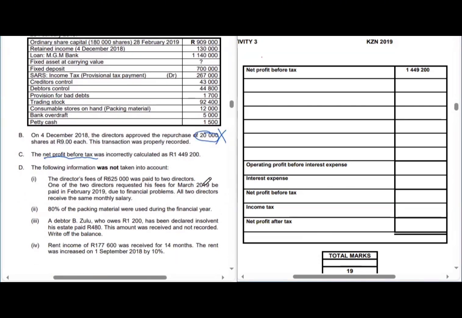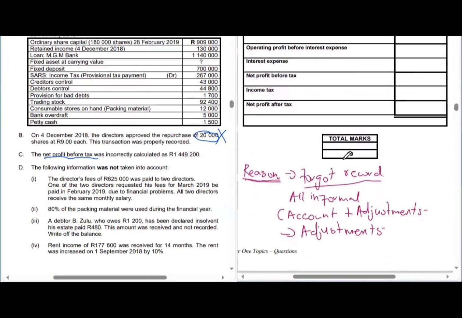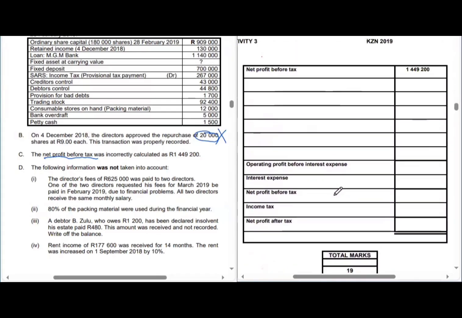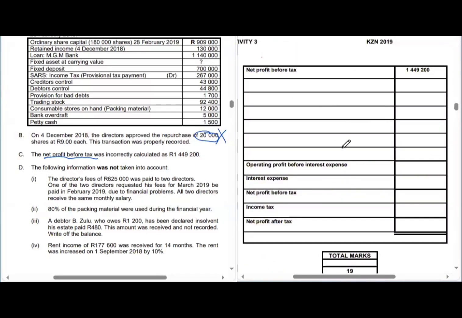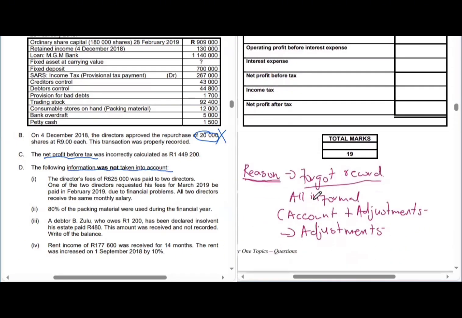So I just want to show you something, the reasons why we have to complete this mini sketch of ours, which is the mini income statement, the incorrect net profit before tax. And then information C says the following information was not taken into account. So whenever we talk about the information now, we are talking about all the information, meaning the account plus adjustment.